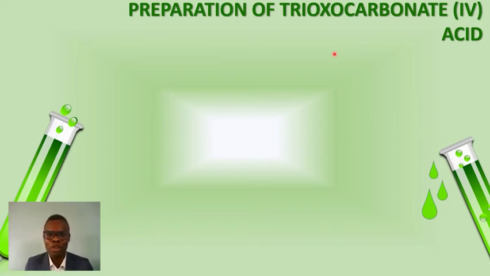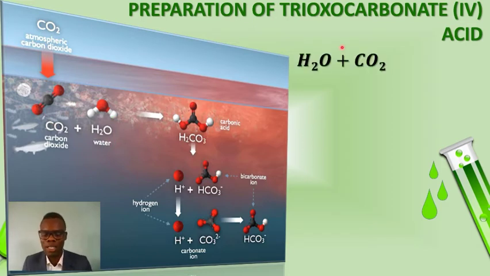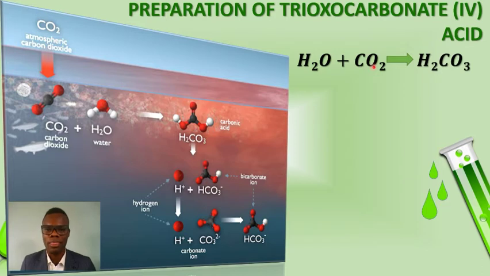Now remember that carbon 4 oxide is a constituent of air, and in the sea and water bodies, the carbon 4 oxide that is in air can dissolve in water to form trioxocarbonate 4. This is what you have in the lab: water reacting with carbon 4 oxide to produce trioxocarbonate 4 acid. Now remember that it's an acid, and like all acids, when they go into solution they dissociate into ions.